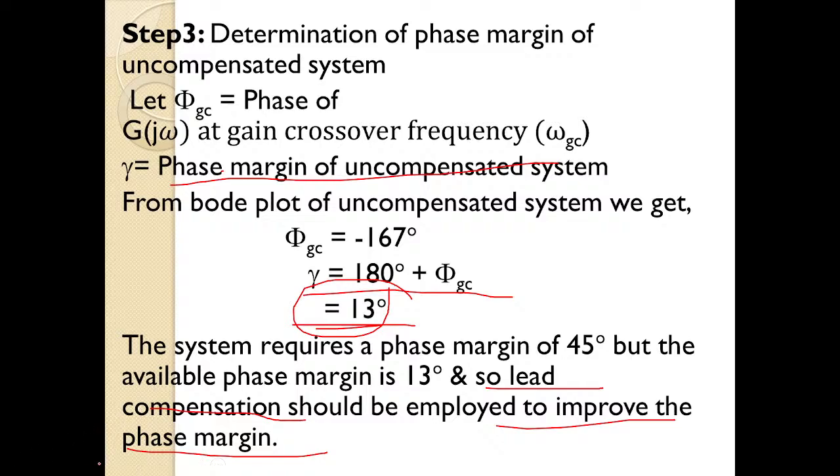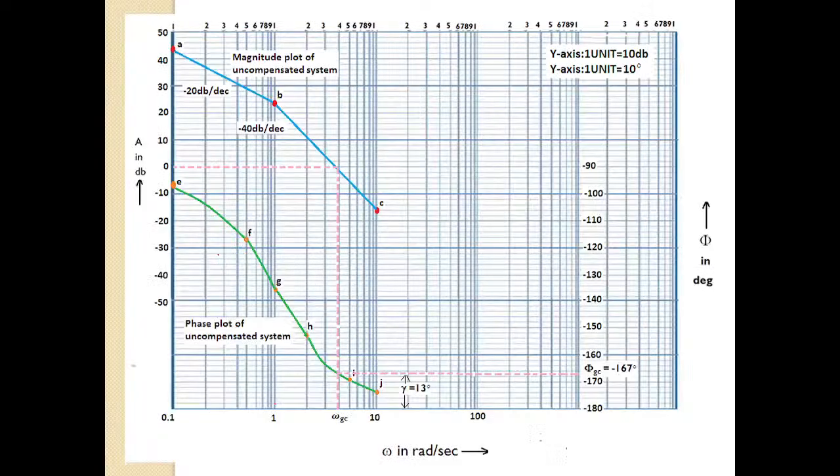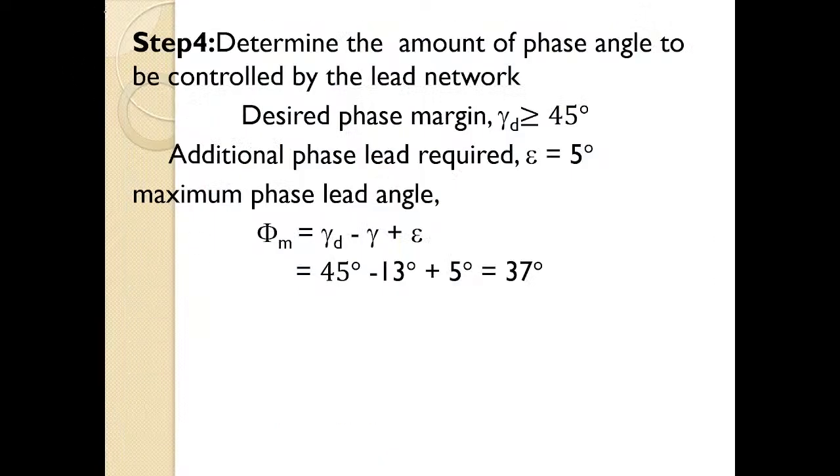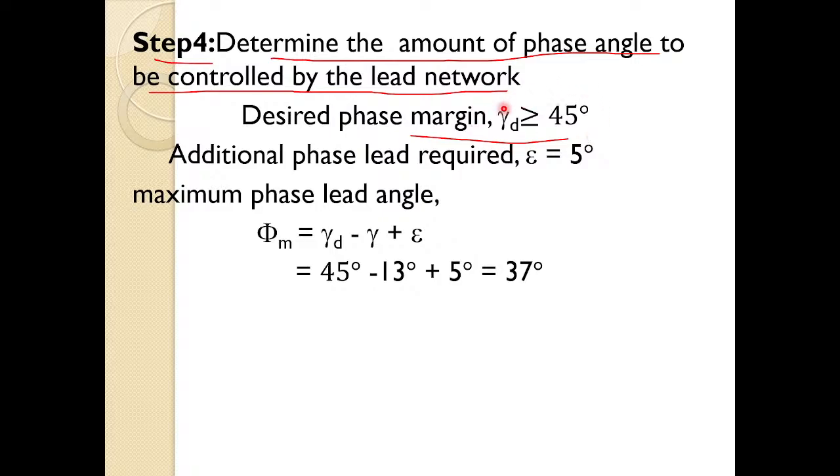So let us go to the next step now. Step number 4, determining the amount of phase lag to be controlled by the lead network. So what is our desired phase margin? Desired one, gamma d, is greater than or equal to 45 degrees.